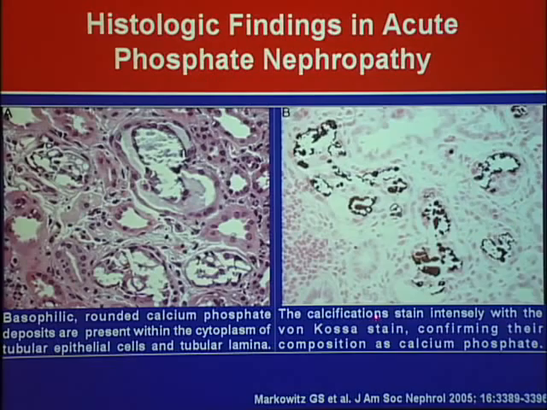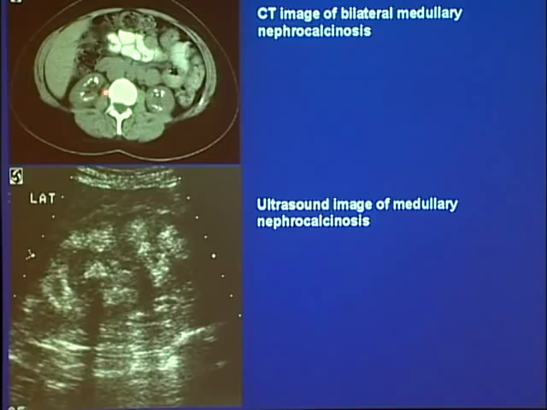This is the bone meal in the proximal tubules. It stains specifically with von Kossa stain for calcium, but you could also do a specific stain for phosphate and show the same thing. So this is not a good thing.